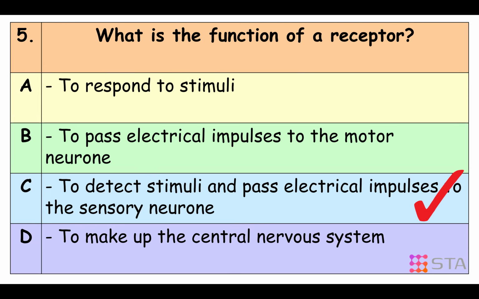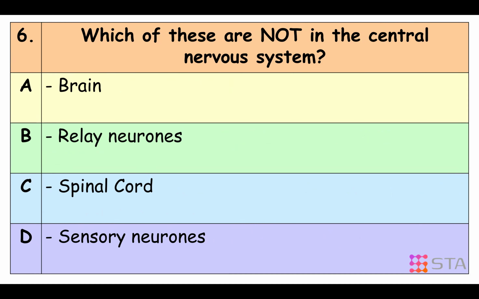Number 6. Which of these are not in the central nervous system? And the answer is, of course, sensory neurons. The other three, the brain and the spinal cord, and the relay neurons inside them, are part of the central nervous system.